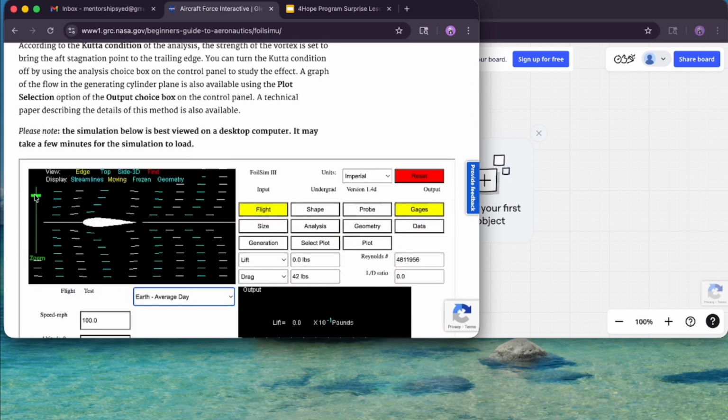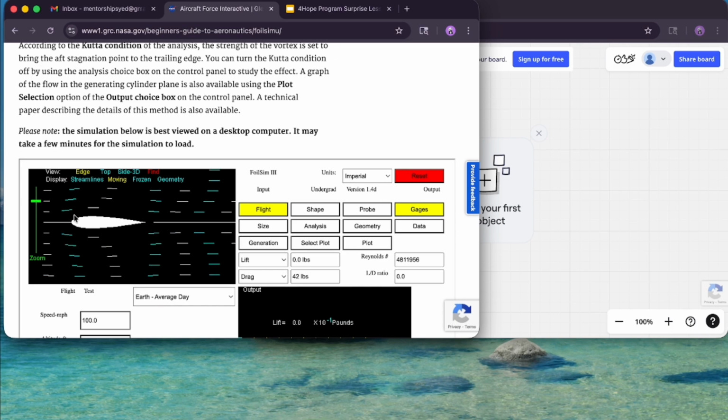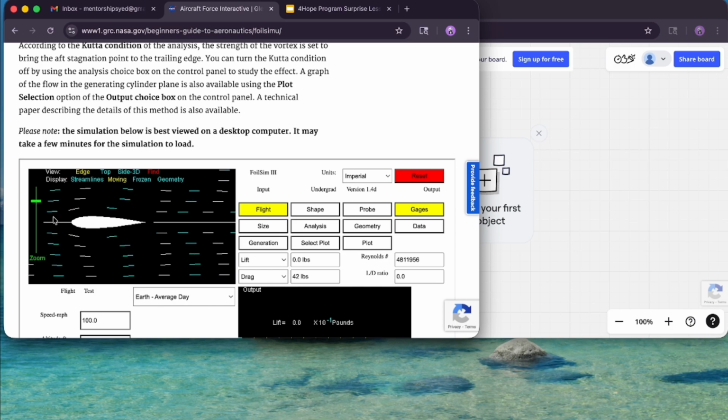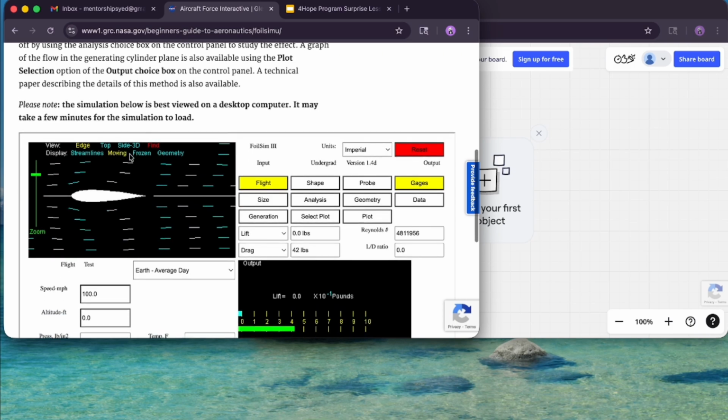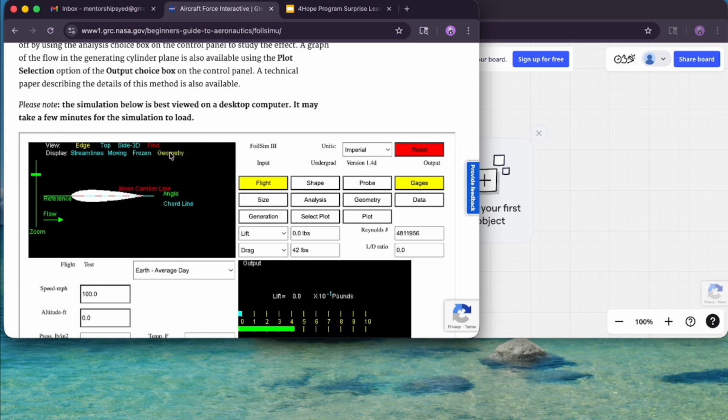So you can zoom in on the airfoil, and notice that the streamline is going this way, in one direction. It's moving right now. If it's frozen, it stops. The geometry: when we zoom in here, we can see that this is a typical airfoil. So let's go over this. The reference over here is there.